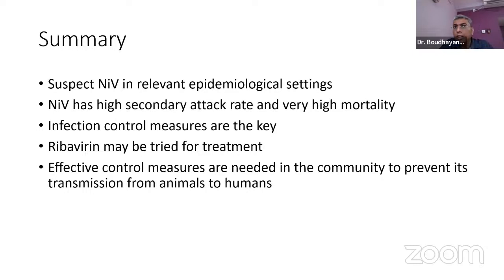Not only ribavirin, favipiravir and remdesivir can also be tried, because we do not know what is actually effective, because we are having fewer outbreaks and fewer patients. We could not find one effective drug to treat, and effective control measures are needed to combat this disease, because we have to break the transmission from the animal to humans. Thank you.